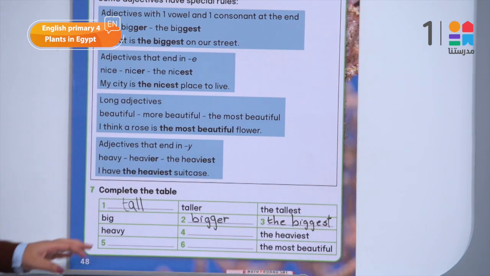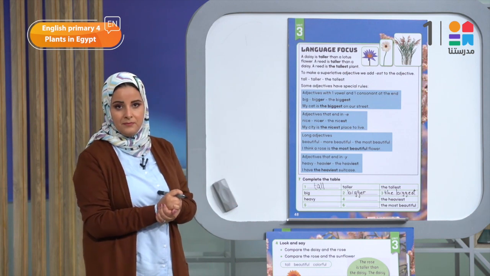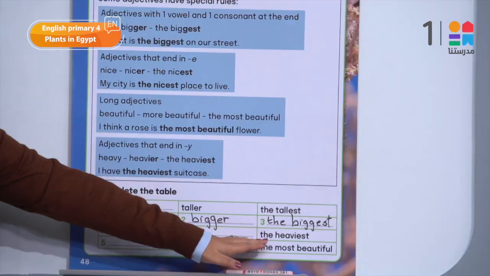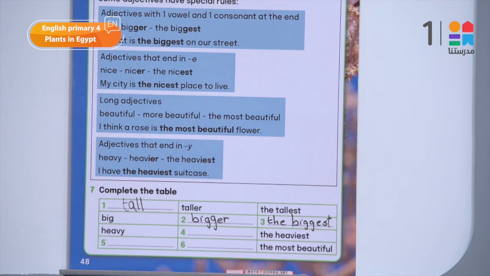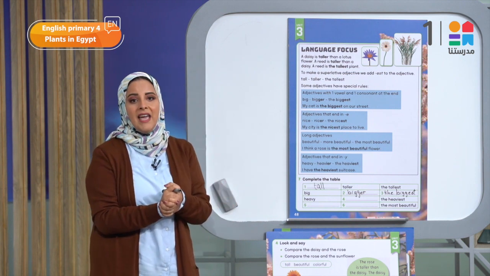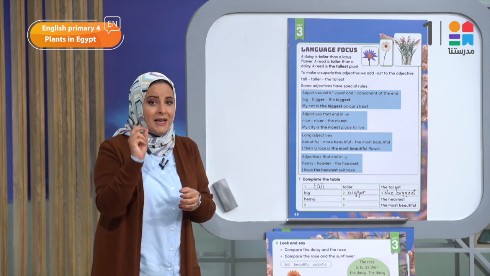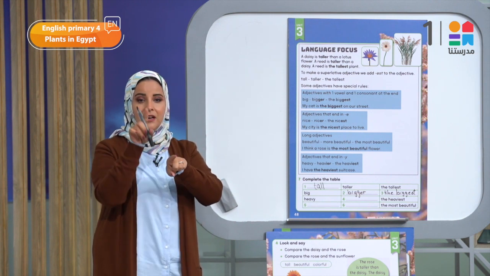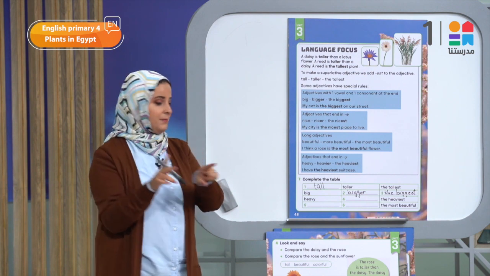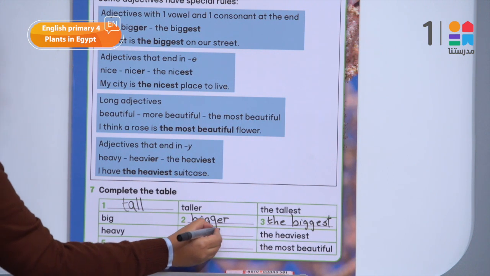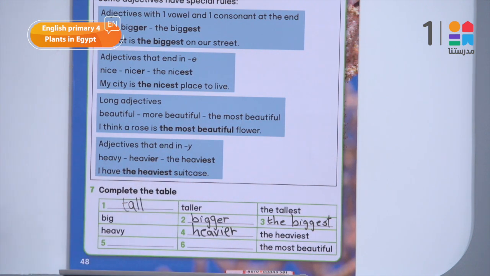Excellent, my dear boys and girls. Heavy. What heavy will be? I have here the superlative form already, the heaviest. What is the comparative form? Heavier. So it will be heavier, I-E-R. Excellent, my dear boys and girls.